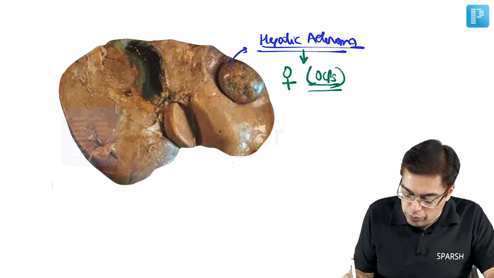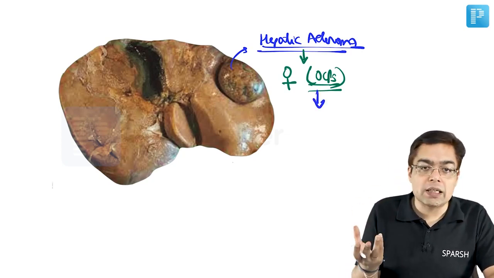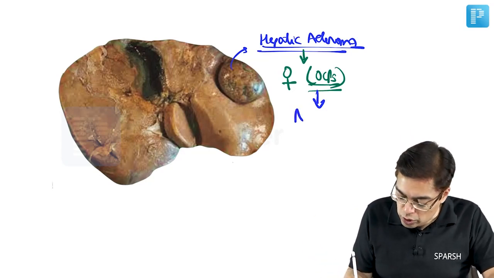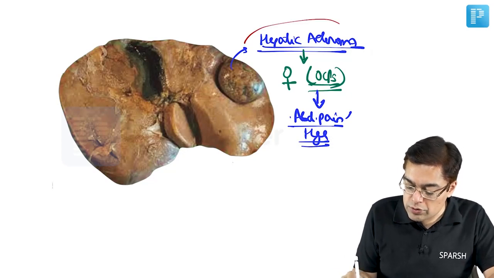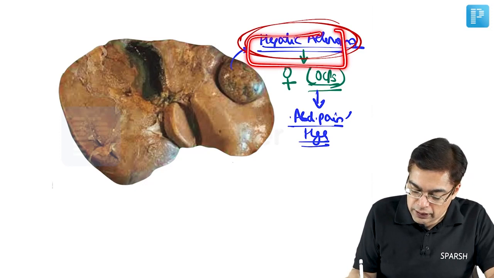Why that is important for you to understand is because if a female in the reproductive age group, obviously a logical thing, she is the one who is going to be consuming the OCPs. If she has a sudden onset of abdominal pain, because she has had an abdominal hemorrhage, you have to think in terms of something like a hepatic adenoma.